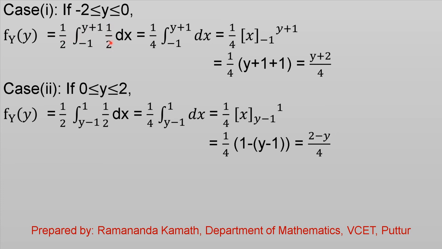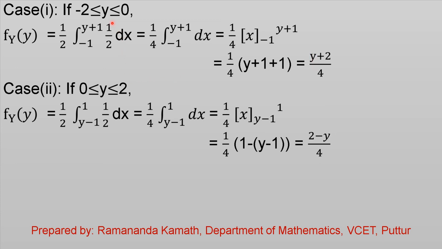And the integrand f_X2 of y minus x is a half. So the half is kept outside the integral sign. Half into half is 1 by 4, integral from -1 to y plus 1 of dx. And the integral of dx is x, the difference at the upper limit y plus 1 and the lower limit -1. So 1 by 4 into (y plus 1 minus of minus 1), that is (y plus 2) divided by 4.